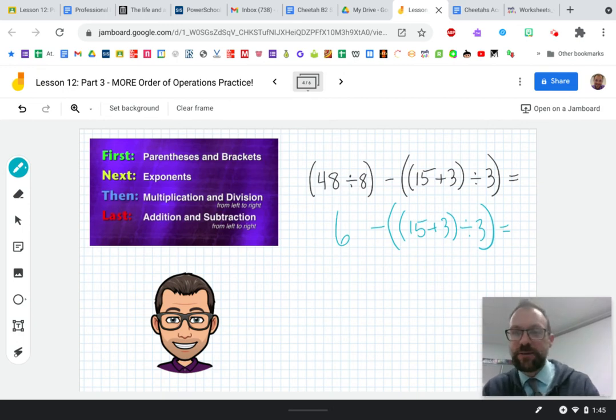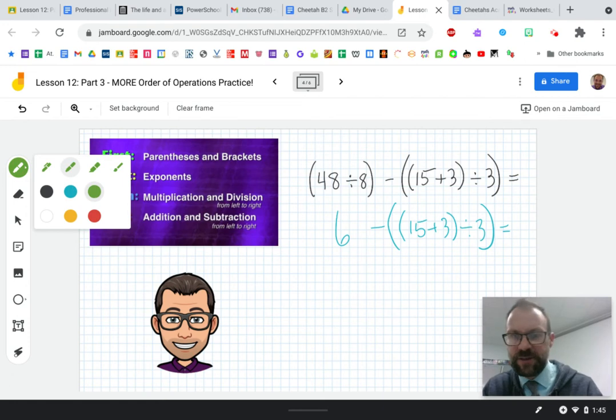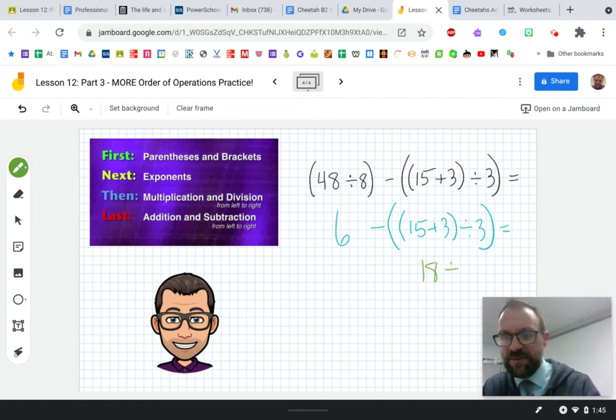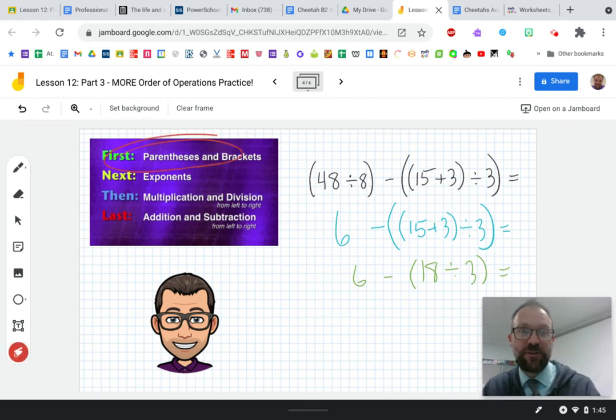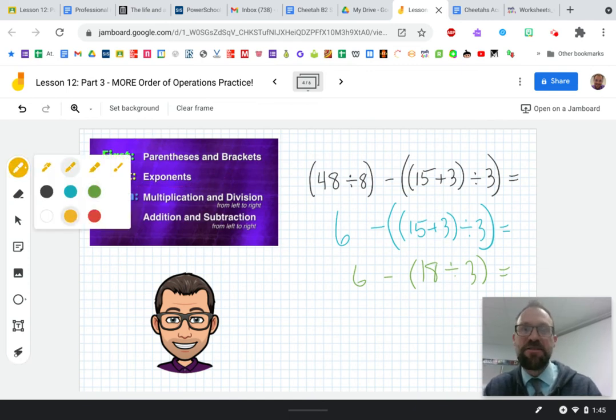Now, what do we do next? Well, we have to go with the innermost set of parentheses. There they are. That's a set of parentheses inside the other set. 15 plus 3. Let's see, that's 15, 16, 17, 18. Okay, so now we have 18 divided by 3, and then we have the 6 minus. So what do we do next? Well, we got to do the parentheses first. Always do the parentheses first, right? Yeah. All right, so 18 divided by 3. Thank you, Reflex Math. That's another math fact.